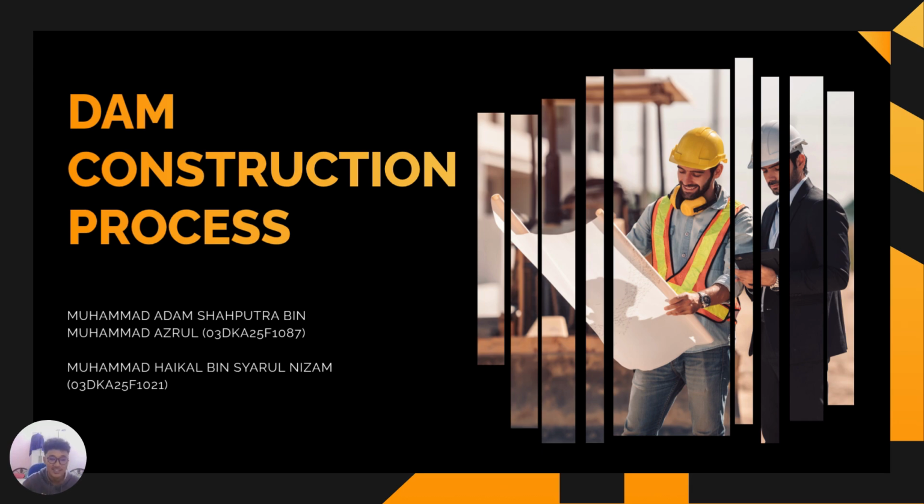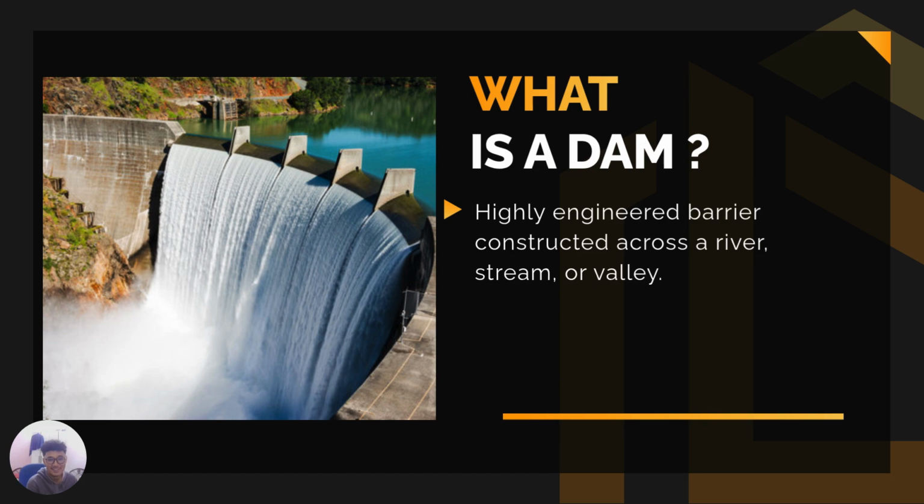Okay, first, what is a dam? A dam is a highly engineered barrier constructed across a river, stream, or valley. Instead of letting water run off naturally, a dam pools it into a large artificial lake behind the structure known as a reservoir. This water can then be managed and released as needed.